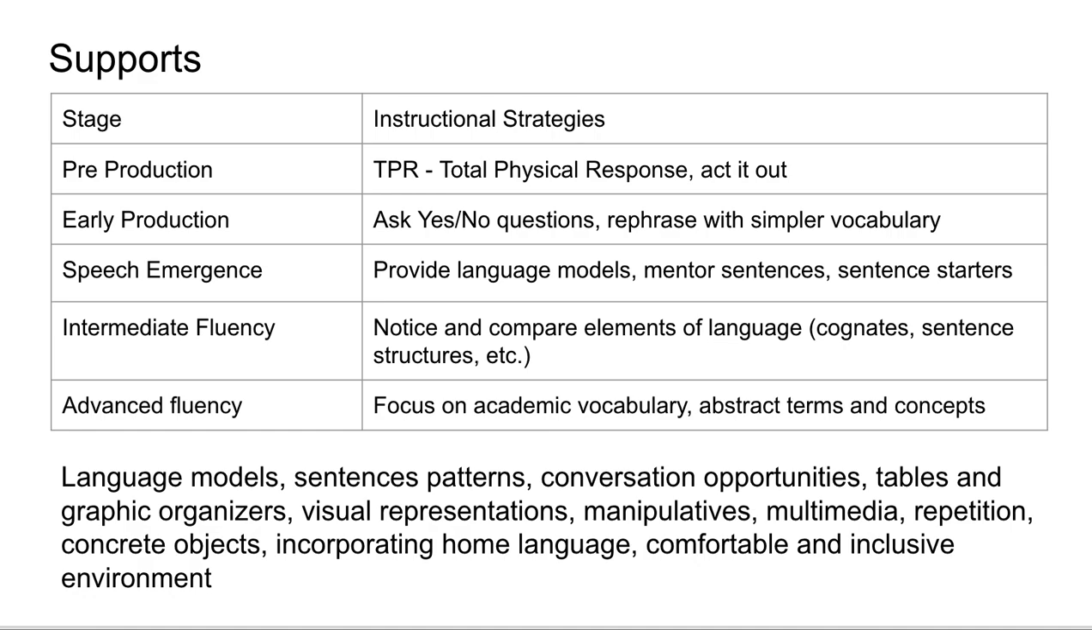At the advanced fluency stage, we want to focus on academic vocabulary, tier 2 and 3 vocabulary, abstract terms and concepts. At the bottom of this slide are some additional strategies mentioned in this chapter. None of this should sound unique or unfamiliar. You've probably noticed by now that these are just excellent instructional strategies for all students. In fact, you can do no harm by offering these to all of your learners with various needs.